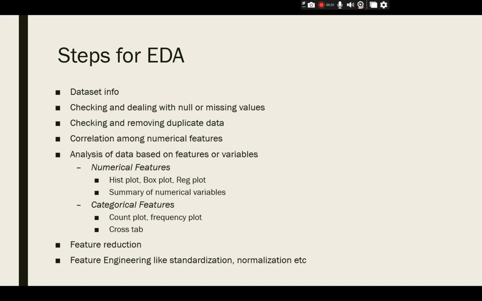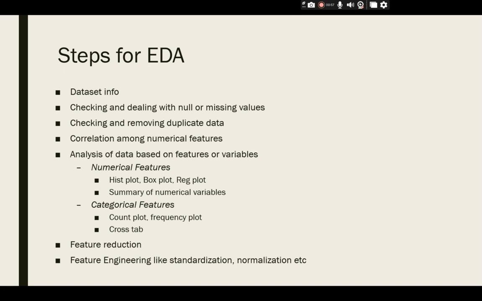For each of the features, whether numerical or categorical, we are going to do a different kind of analysis. For the numerical features, we are going to do a distribution plot to check the skewness in the data, a box plot to check the outliers in the data, and regression plots to check whether the data is linearly increasing or decreasing, etc.